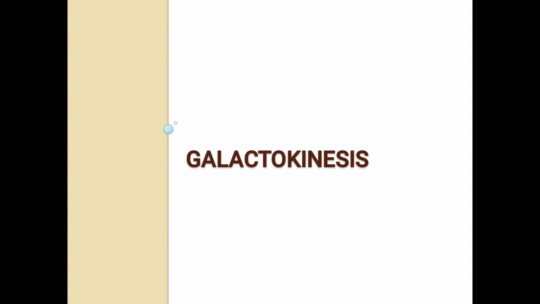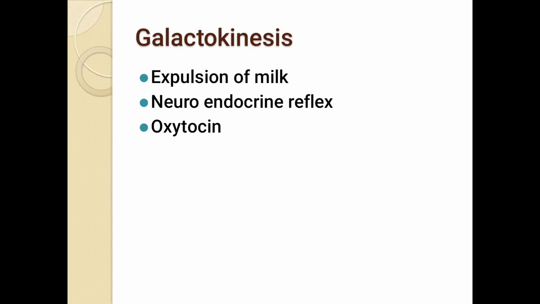Galactokinesis. So what is galactokinesis? It is the expulsion of milk. Milk is continuously produced into the alveoli, but does not flow continuously from the alveoli into the duct. So expulsion of milk into the lactiferous duct and lactiferous sinus is called galactokinesis. It occurs by a reflex called neuroendocrine reflex, and the hormone for galactokinesis is oxytocin.